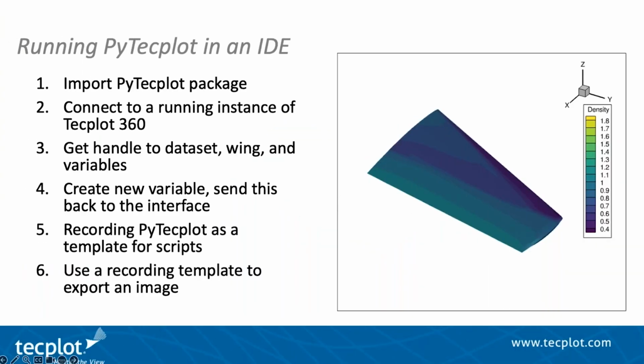Let's just reiterate. So what did we do? Well, we were able to import PyTecplot, the package. We connected this to a running instance of Tecplot 360, got our handles to some common objects. In our case, that was the frame, the data set, the wing, some of the variables, and then we used that information to create a new variable, send that back to the interface for more analysis, and then we recorded ourselves doing some actions with the recording PyTecplot feature, and we used that to export an image.